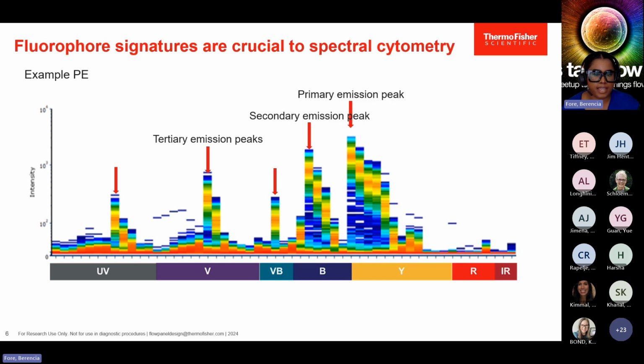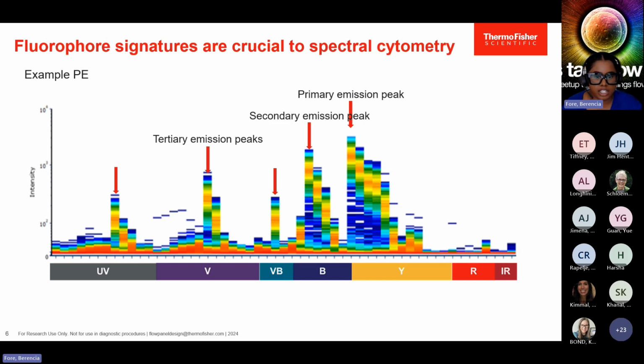So here we have PE. It has its primary emission peak in the yellow laser, a secondary emission peak in the blue, and it also has tertiary emission peaks in the violet and UV lasers. So for instance, if you're experiencing issues with your blue laser, you'll notice that the secondary emission peak for PE is missing. And so it'll offer some indication that something's off.